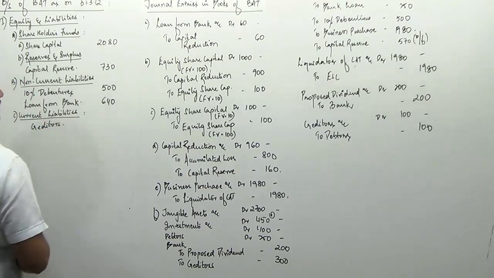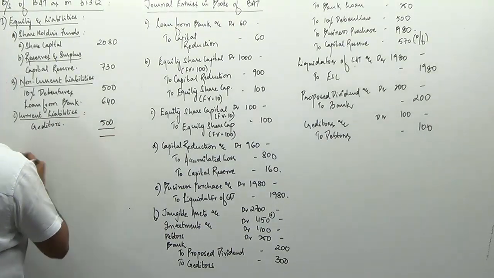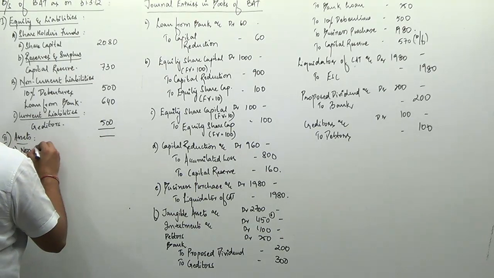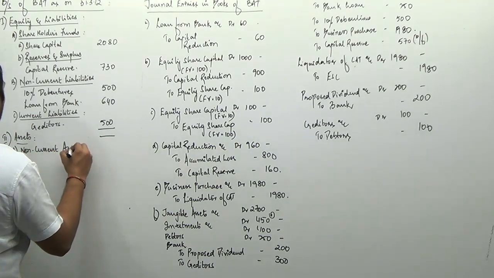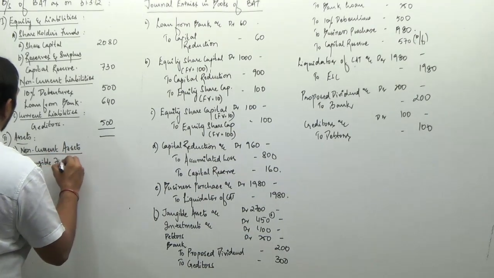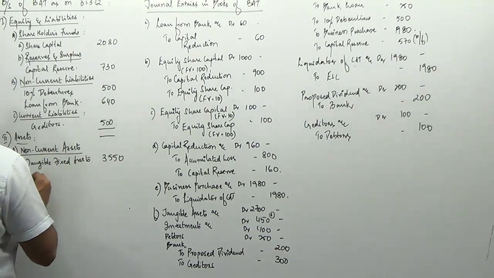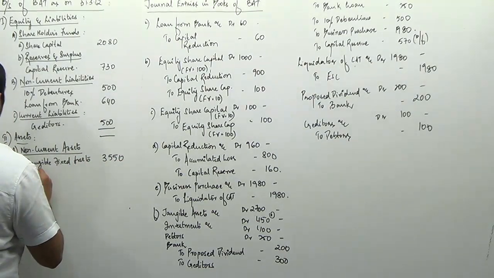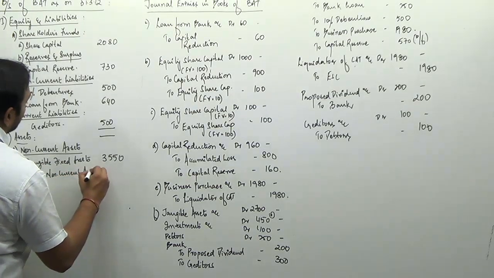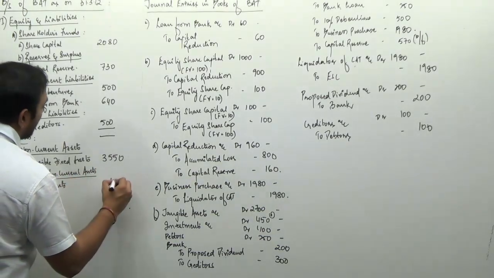Creditors, we have to reduce it by intercompany owings, 100. So creditors is 500. Proposed dividend already paid off. Assets, non-current assets, tangible fixed assets, 3550. Other non-current assets, investments, only 250 rupees investments are not taken over, balance 450 are taken over.